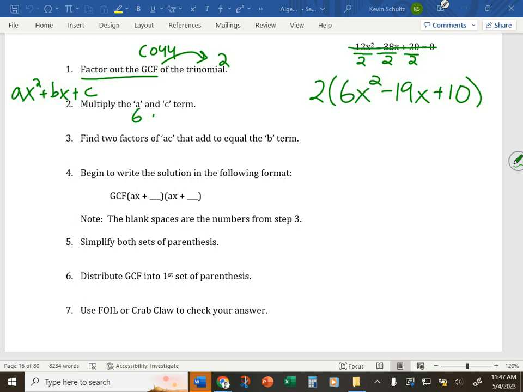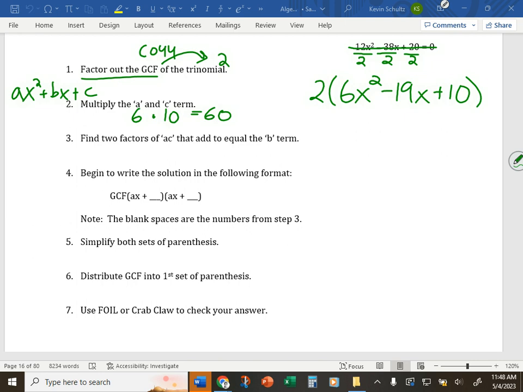And we're multiplying that by our c term, which is 10, that constant, right? So a and c come from the a and the c term in our set of parentheses. A is 6, c is 10. And they multiply to give us 60. And that 60 is important because that's what we're using in our number puzzle.